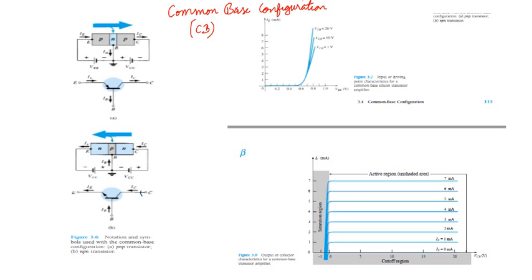Next we'll move into common base configuration. In common base configuration, base is connected to ground, emitter is the input, collector is the output. Here we can see this is between the emitter current and VBE, emitter current and base emitter. This is the base, this is the emitter. So it's like a diode characteristics.